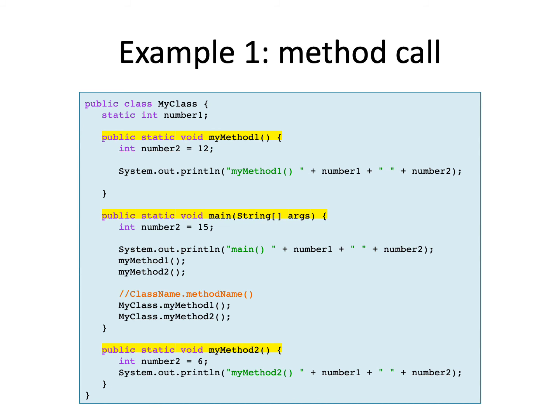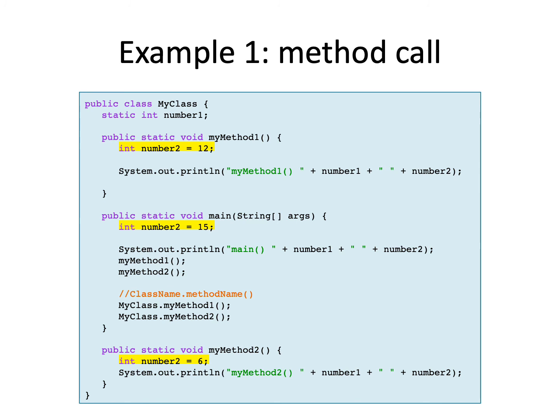Let's look at this example for method call. We have a class called myClass and three methods called myMethod1, main, and myMethod2. Here you can see that it does not matter where we write our method. It can be before or after the main method. Within our class, we have a static variable called number1. And within the methods, we have local variable called number2 that have different values in different methods.